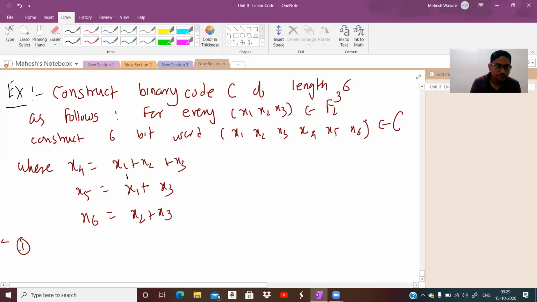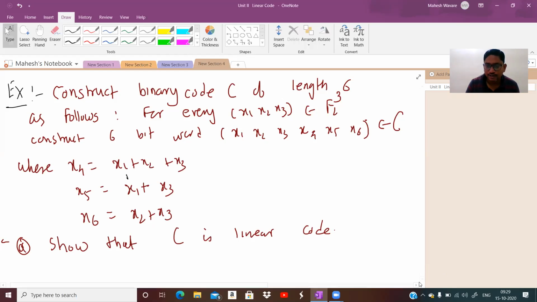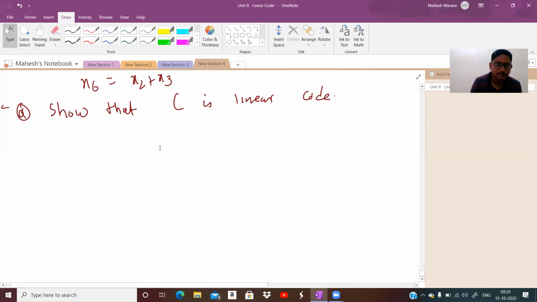First, show that C is a linear code. If possible, you can find its dimension and length. Length you can see clearly.